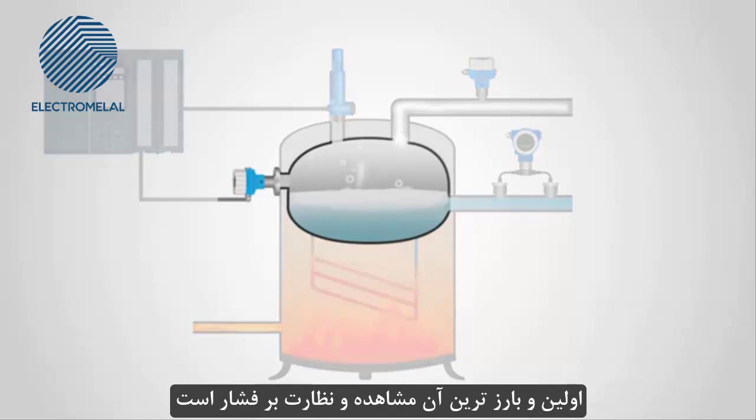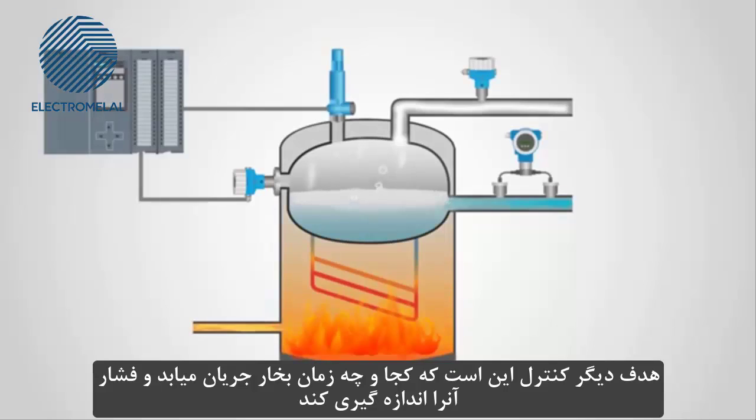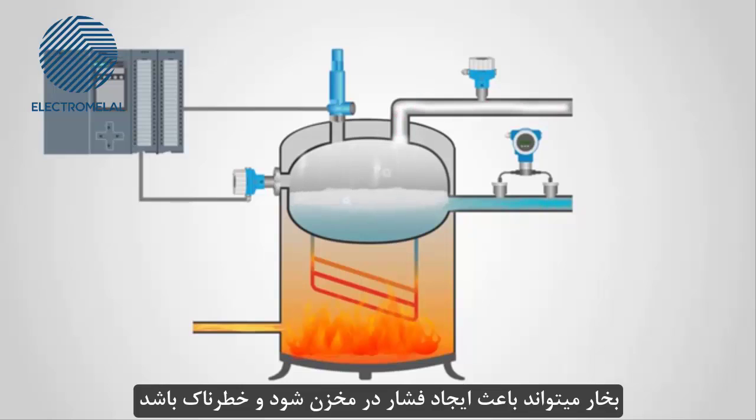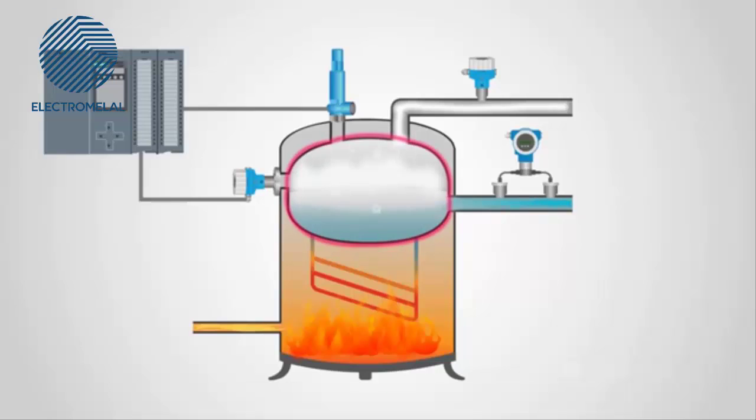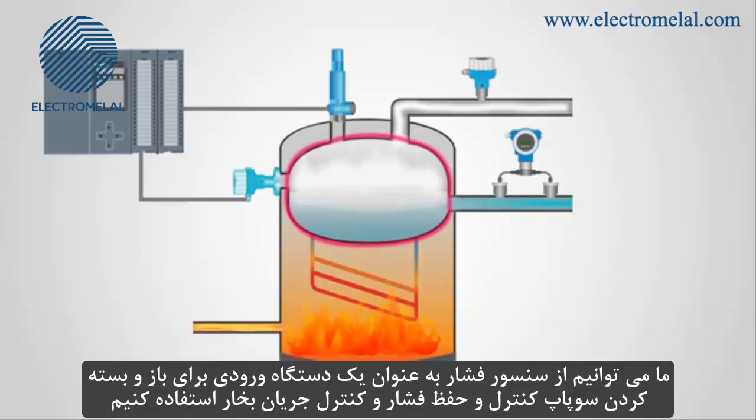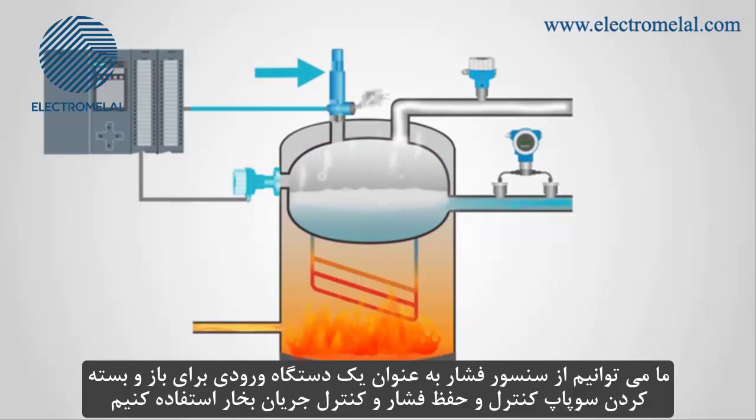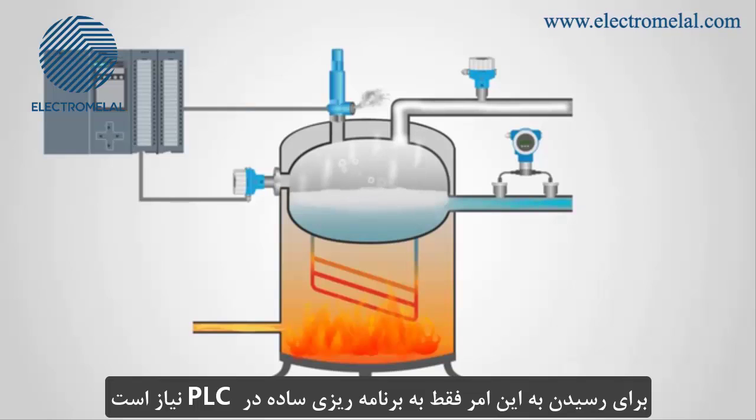First and most obvious is to observe and monitor the pressure. Another purpose is to control when and where steam can flow and regulate its pressure. Steam can build up a pressure in a vessel and become dangerous. We can use the pressure sensor as an input device to open and close a control valve to keep the pressure and steam flow regulated. This only requires simple programming in the PLC to achieve this.